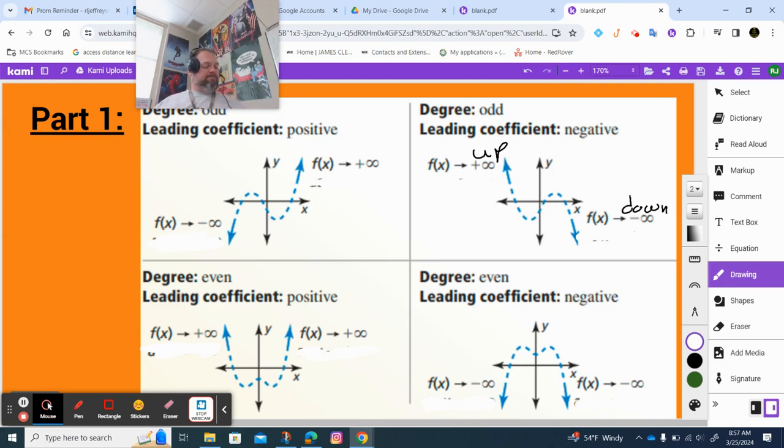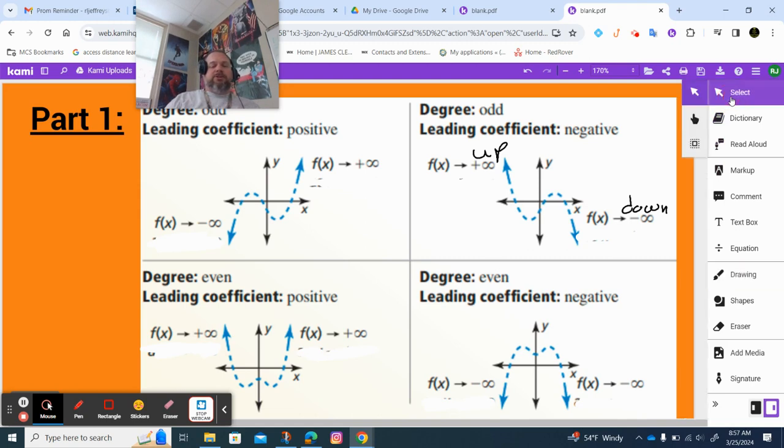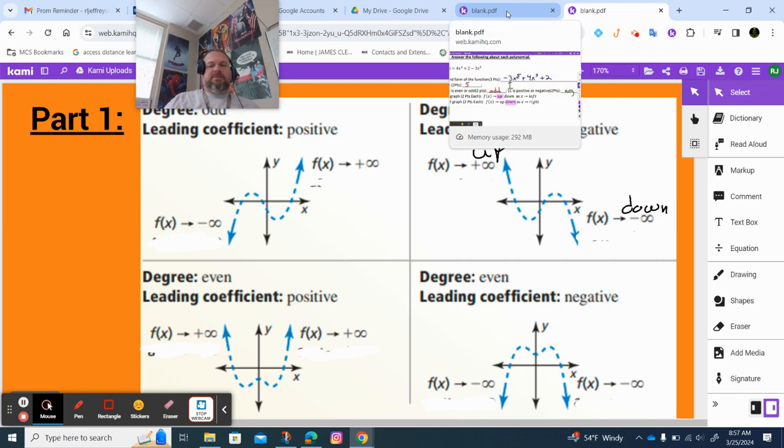Now, I saw a few people, they wrote degree odd, LC positive, this up, or this down, this up. However you want to do it. Okay, it's your orange sheet. It doesn't have to be like mine. Though I know a lot of y'all are like, but your orange sheet's so much better than mine. Well, it probably should be because I'm a math teacher.